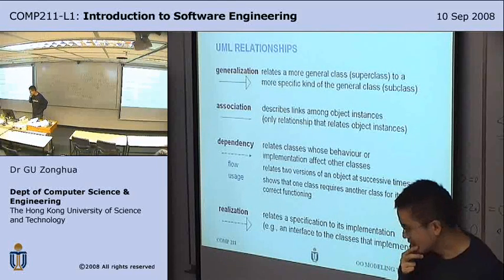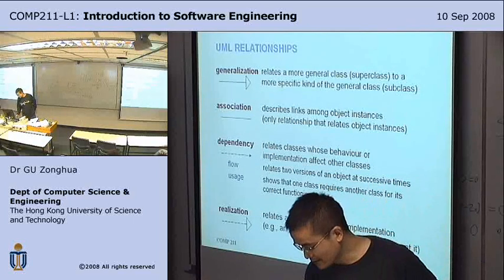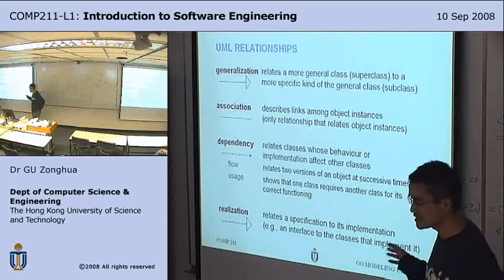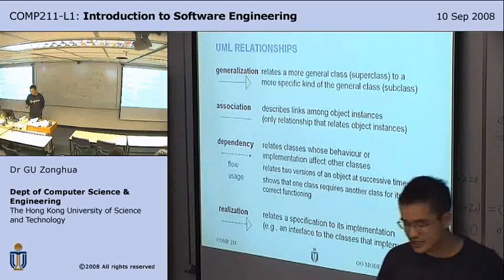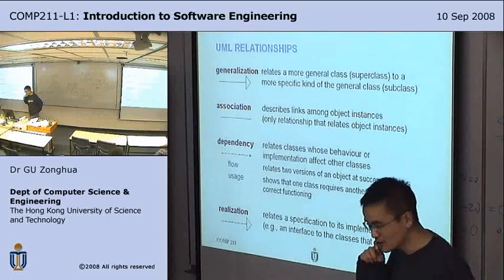So dependency is a fairly general, fairly vague relationship. Typically you need to annotate the dependency edge with additional information to say exactly what the dependency is. Otherwise, it's not very clear.